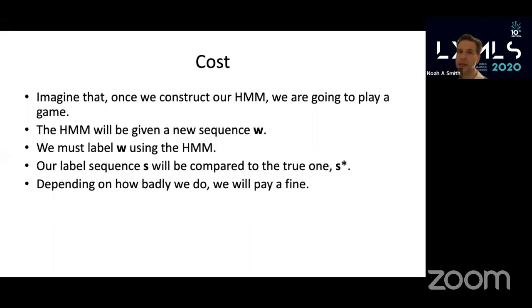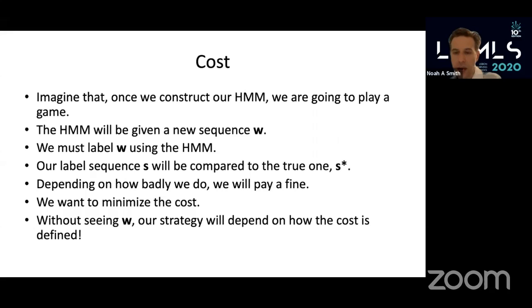But what's a little different is that, unlike in an experiment to analyze a model, we're going to have to pay a fine or a cost depending on how badly we do. And our goal is, of course, to minimize the cost, right? We'd ideally like to get everything right and pay no fine. So without having seen any word sequences or knowing what particular instances we're going to need to work with, we need a strategy. And my claim is that our strategy for labeling given the HMM is going to depend on how the cost is defined at the end.